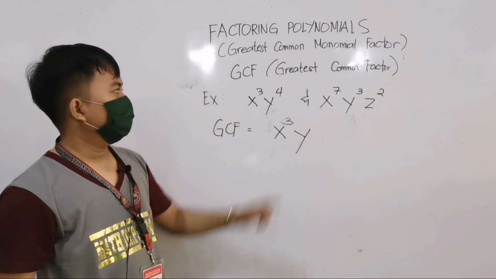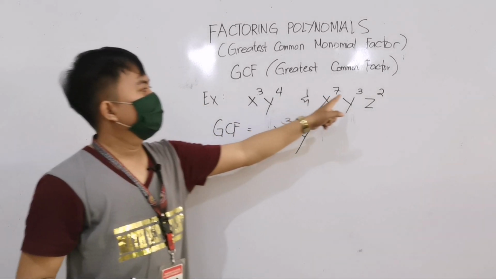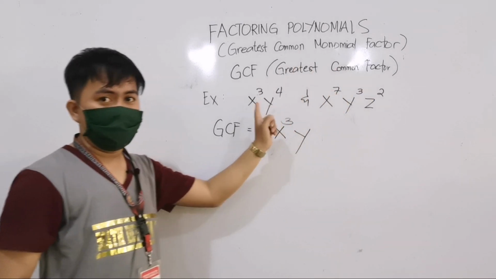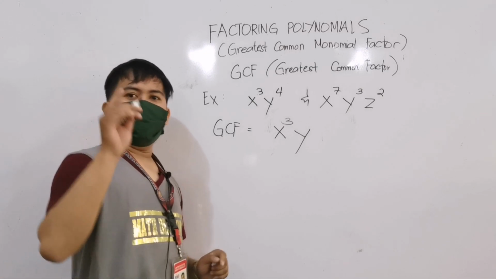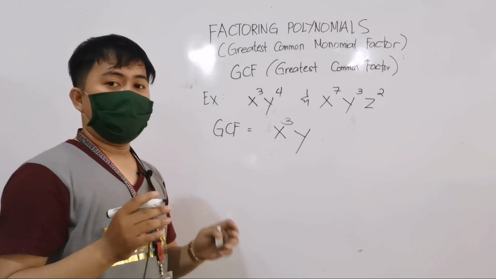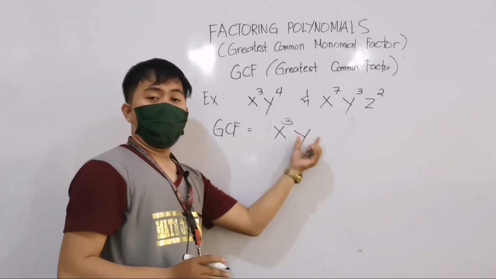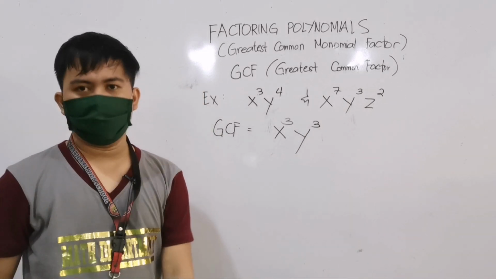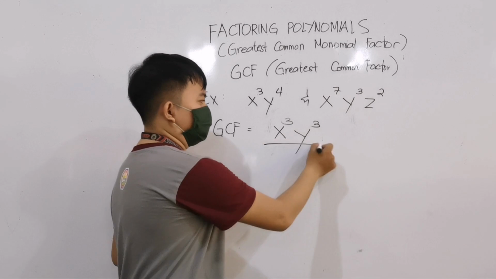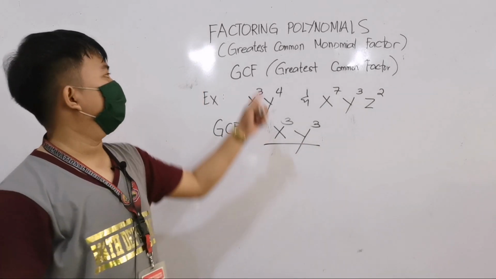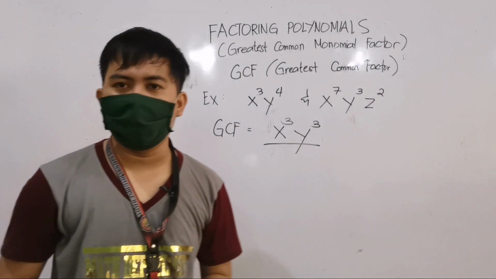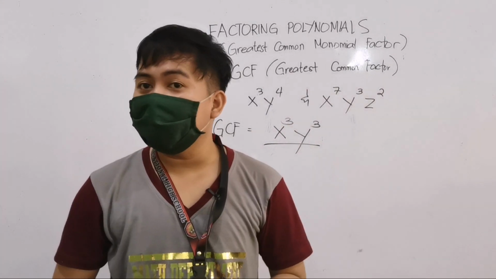Sa y naman, 4 ang sa first, 3 ang sa second, and si 3 ay mas mababa sa 4. Ibig sabihin, the common factor of y has the exponent of 3. So, yan lamang po yung common factor or the GCF of these two polynomials. Naiintindihan po ba natin?